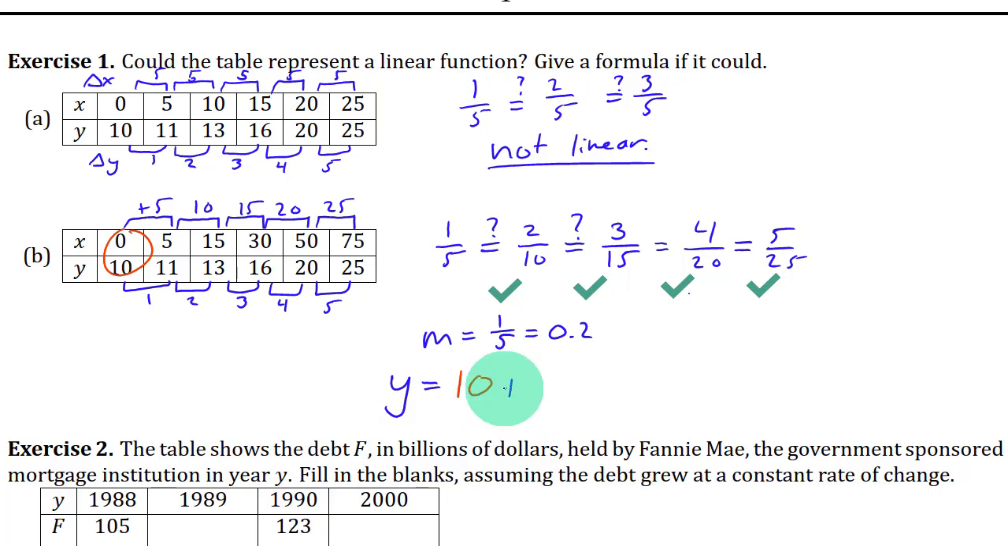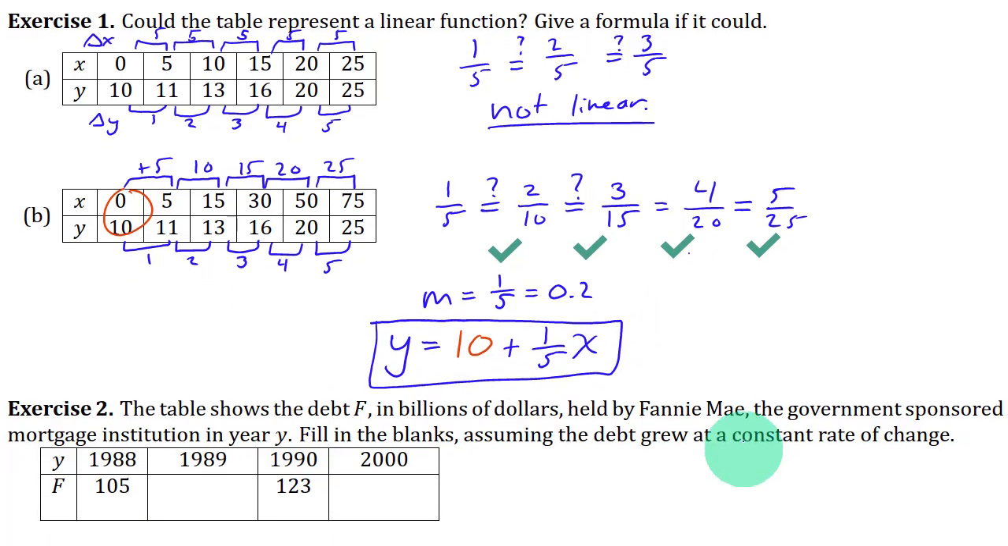10 plus 1/5, or 0.2, times x. Okay, so that's that one.